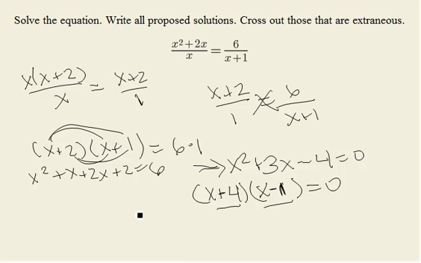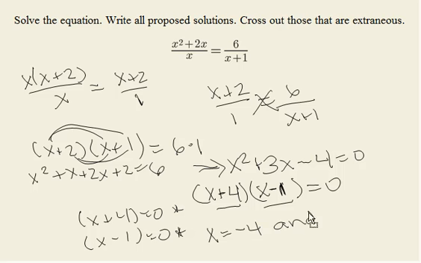So we can separate those out as x plus 4 equals 0 and x minus 1 equals 0. Therefore, we know that x equals negative 4 if we solve for the x in this equation. And if we solve for the x in this equation, we know that also x equals positive 1. And those are our answers.